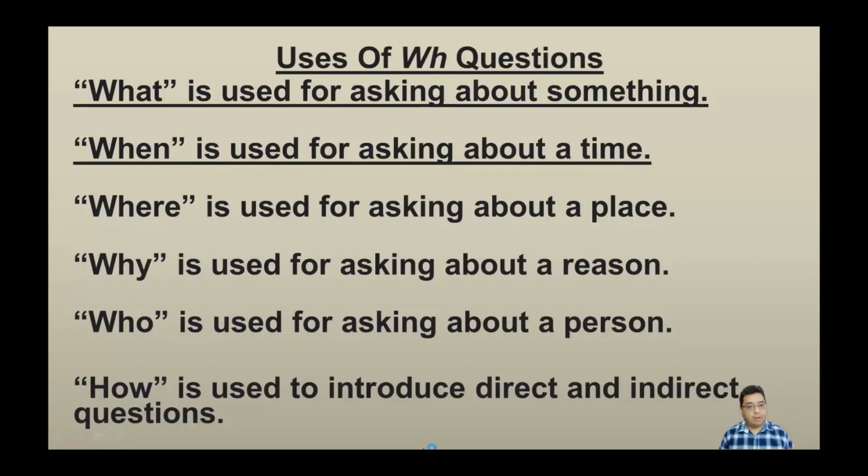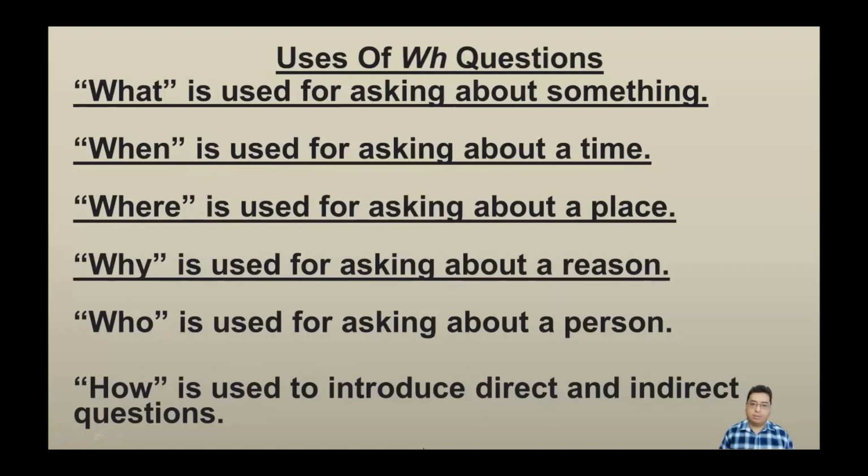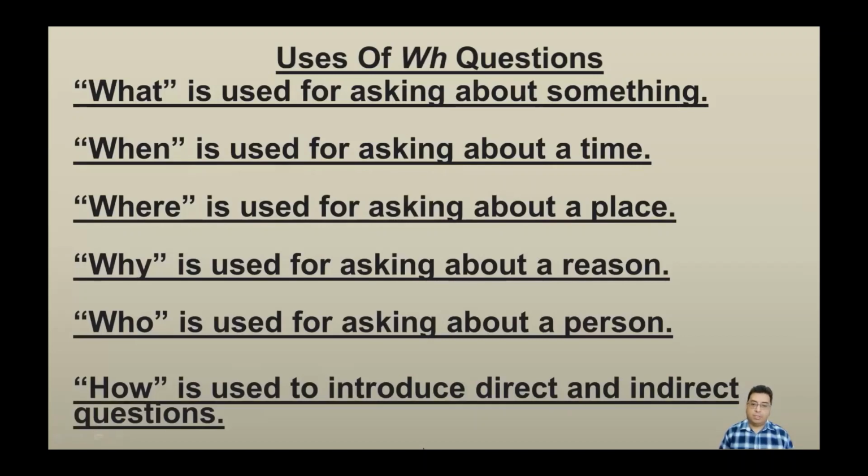For where is used for asking about a place. For why is used for asking about a reason. For who is used for asking about a person. And for how is used to introduce direct and indirect questions. So like I said, I've got different sentences showing these, and let's go ahead and take a look at those.